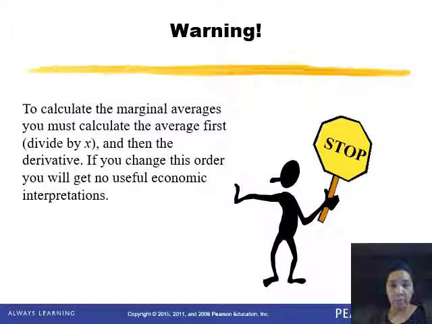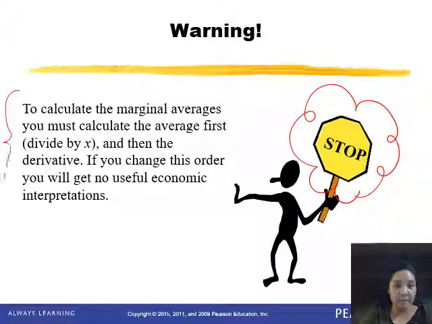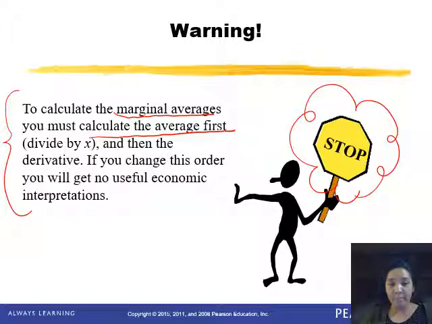All right, so warning, stop. We will stop here and I will read you this message. To calculate the marginal averages, you must first calculate the average by dividing by x, and then, and only then, find the derivative. If you take the derivative first and divide by x, you will not have any useful information, okay?